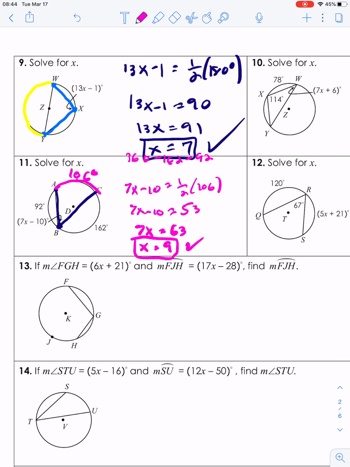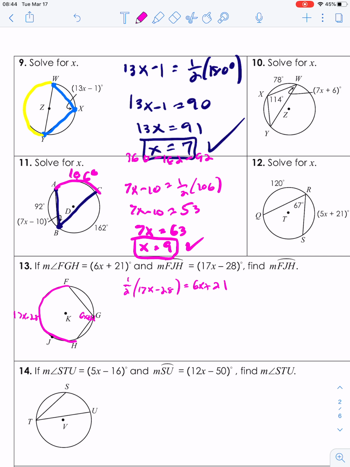The measure of FGH is 6x plus 21. We know the measure of arc FJH. So FJH is 17x minus 28. Find the measure of FJH. Okay. Since we know there is a relationship here, we know half of the arc equals the inscribed angle.